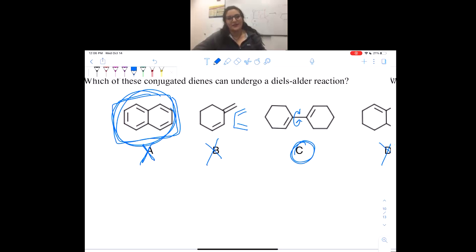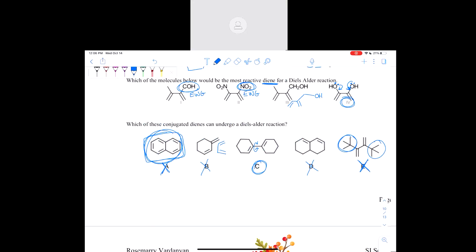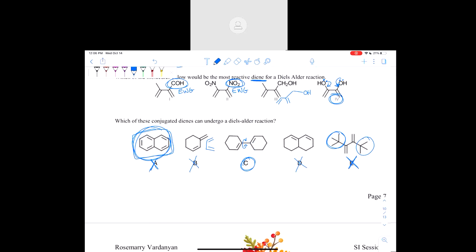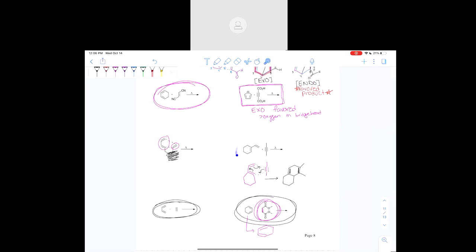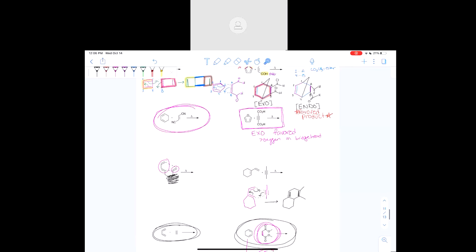And then Travis, you've been very patient. What was your question? Because on the other page, when we're doing the different forms of Diels-Alder, you did a rotation with a cyclohexane. What's the difference between that one and this one? Yeah, that's a great question.